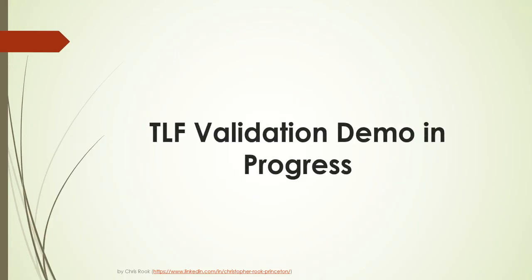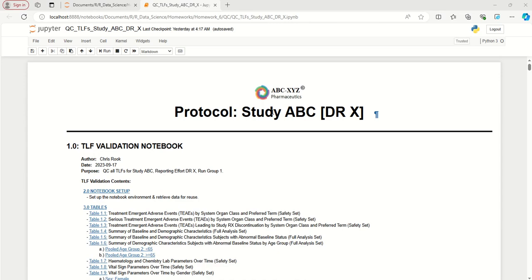We will now run and review the validation notebook. The validation notebook begins with a hyperlinked table of contents for fast navigation. It contains a section for validation of each output, followed by validation status reports. It ends with a visual inspection of the bundled PDF and RTF files.